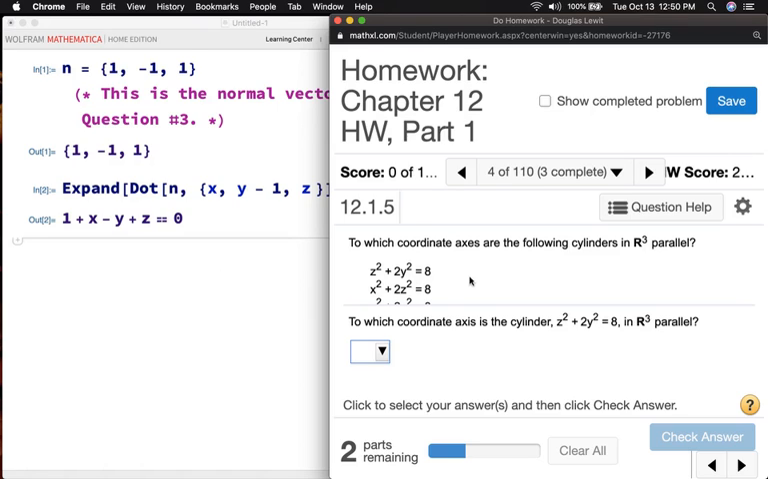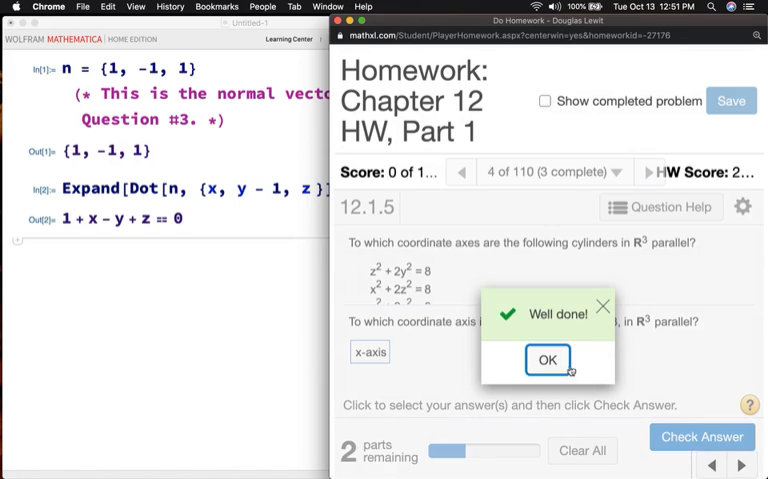To which coordinate axis is the cylinder z squared plus 2y squared equal to 8 in R3 parallel? Well, that's going to be easy because I don't see an x here, so I know that this is going to be parallel to the x-axis.